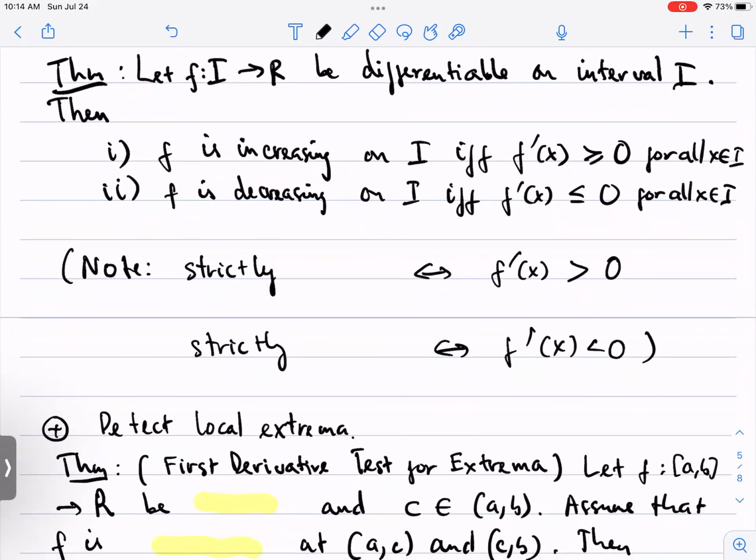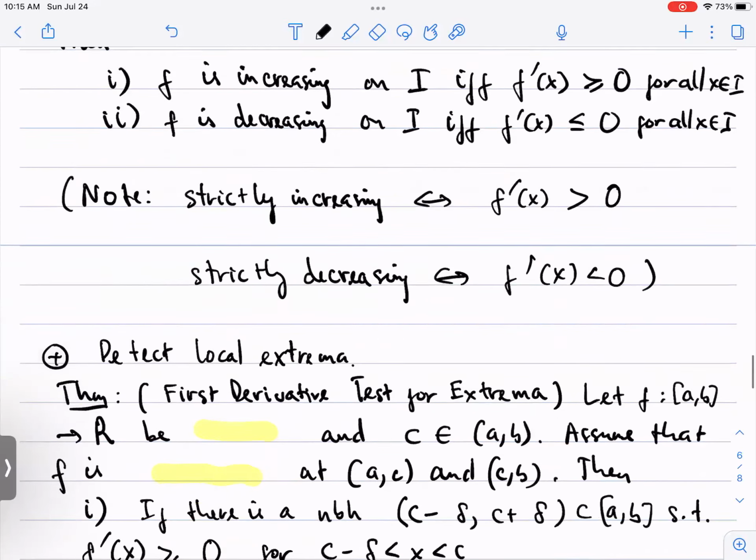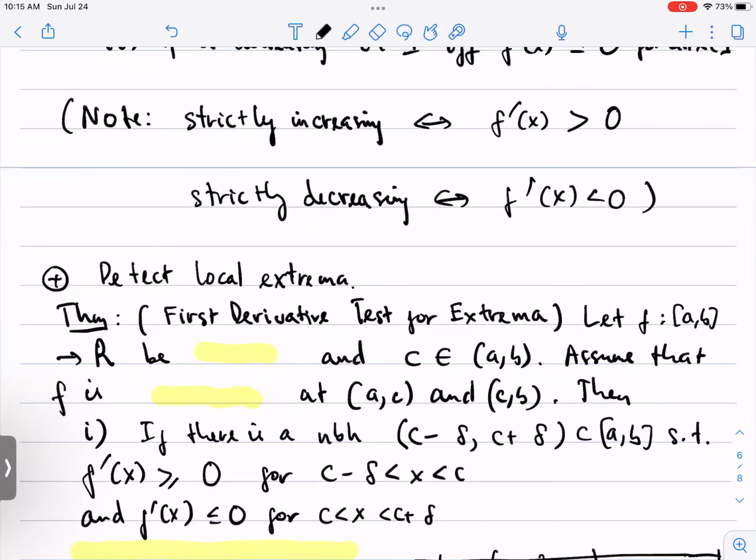We can also make analogous statements for strictly increasing, which means removing the equality possibility, and strictly increasing is equivalent to the derivative being strictly bigger than 0. Similarly, strictly decreasing is equivalent to the derivative being strictly smaller than 0.